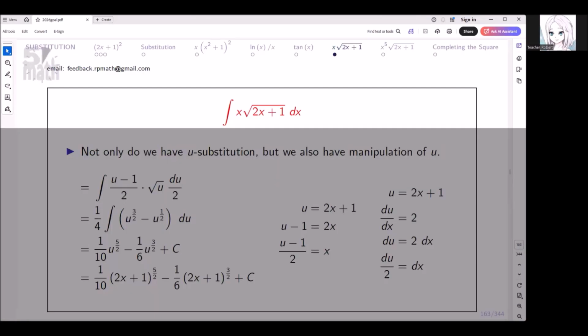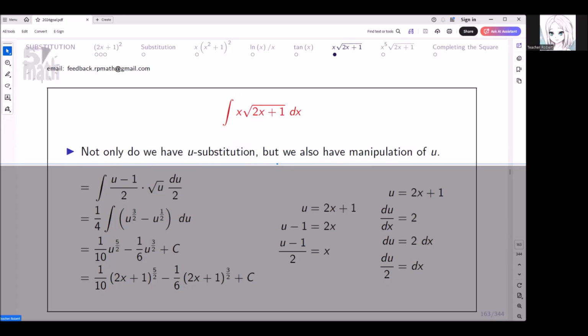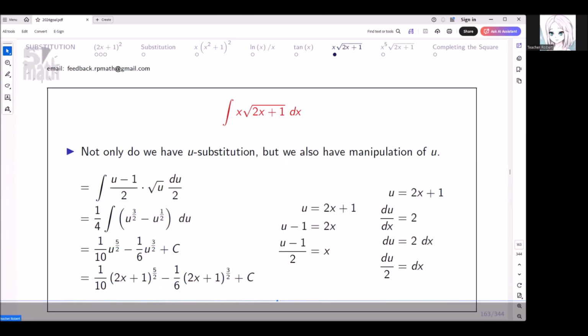Integral x square root 2x plus 1 dx. Not only do we have u substitution, but we also have manipulation of u. We get 1/10 2x plus 1 to the power of 5 over 2 minus 1/6 2x plus 1 to the power of 3 over 2 plus c.